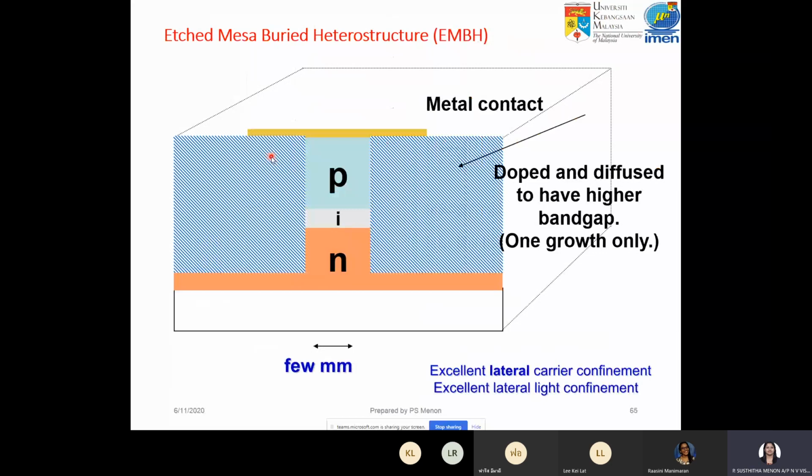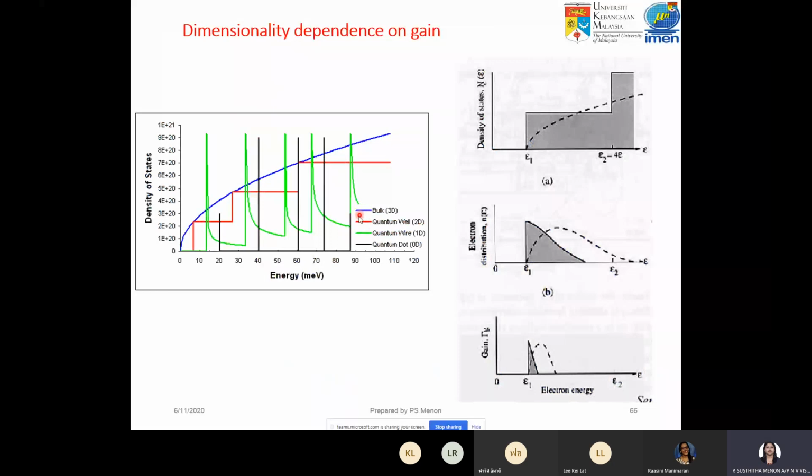So other than SCH, we can also etch out the mesa. The side here, we etch it out, throw it away. Etch means throw it away. And when we throw this part away, the electrons and holes are recombining in this region. We avoid the electrons and holes from traveling to the subsequent adjacent area. So you can confine the charge carriers and also the photons in the active region.